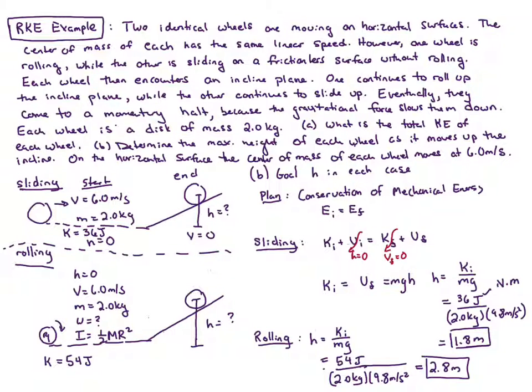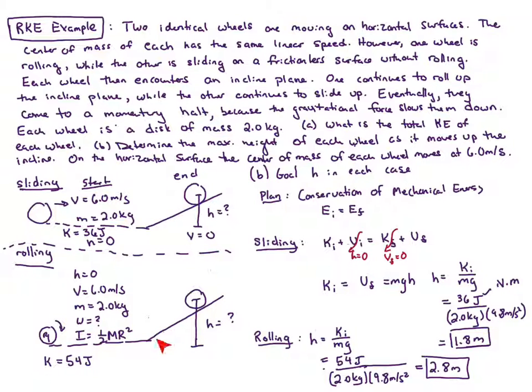Similarly, we could imagine that instead of rolling up a hill, these were rolling into a spring and compressing it. So instead of going into gravitational potential energy, they could be going into spring potential energy. And then we would expect this one to compress the spring further because it has more kinetic energy at the start, so it should end up storing more potential energy in the spring, or in this case, storing more potential energy by going higher up the hill.